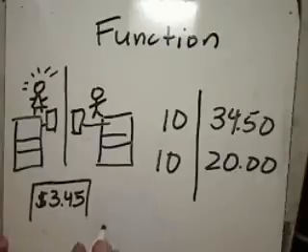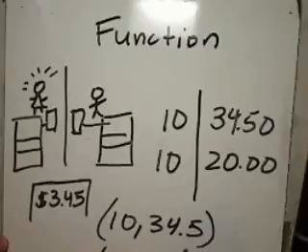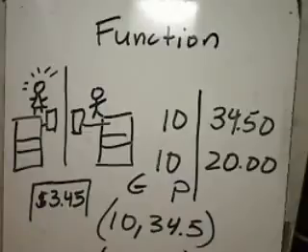If I wrote that as an ordered pair, the first one is 10, 34.5, and the second one is 10, 20. The number of gallons and the price. Does that make sense?